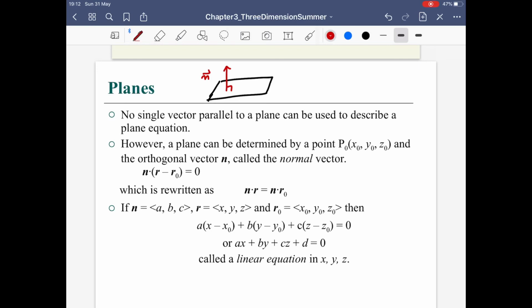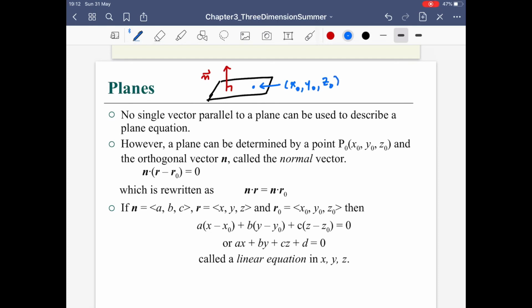Okay, and it will be only one vector. This one is the so-called normal vector. And of course, this plane can elevate at any level. So to fix it to one level, you need to know the point that the plane is passing through. Let's call this one the point P0, which is x0, y0, and z0.